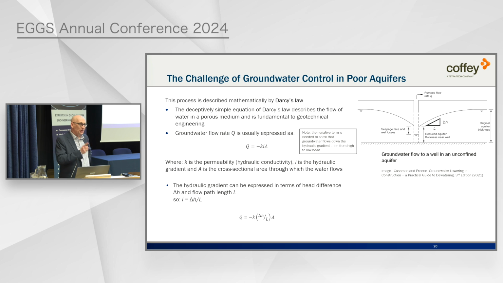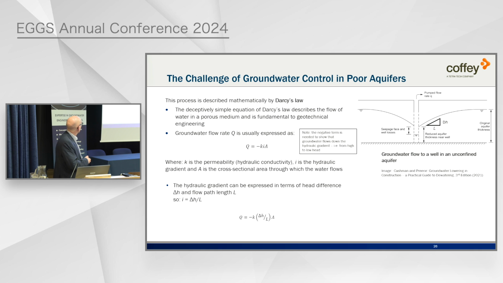I am, Mark, a staunch advocate of the negative sign in Darcy's law. And it's deceptively simple. It's a 19th century equation from the 1860s, and it describes the flow of water in a porous medium, and it's fundamental to geotechnical engineering. It is actually an underpinning of Terzaghi's effective stress equation.